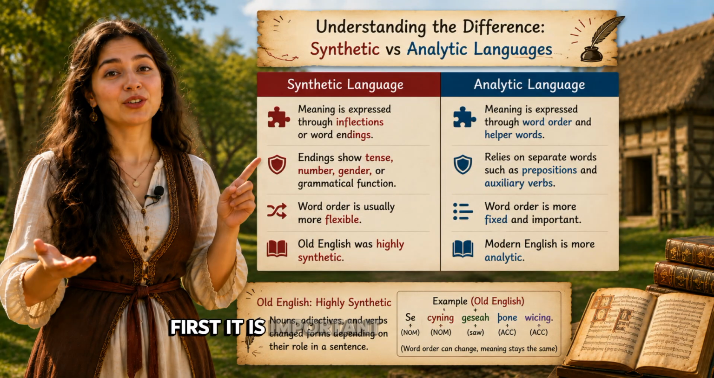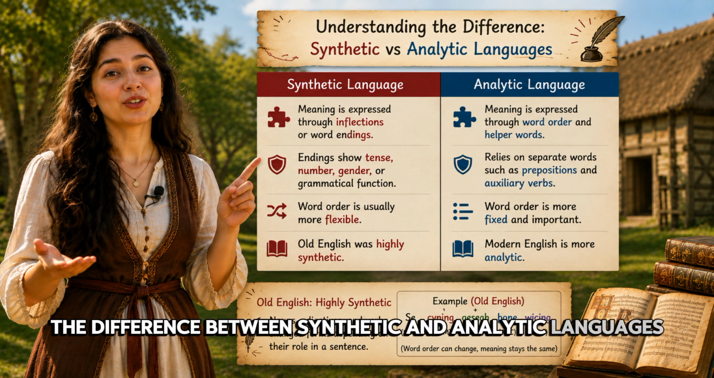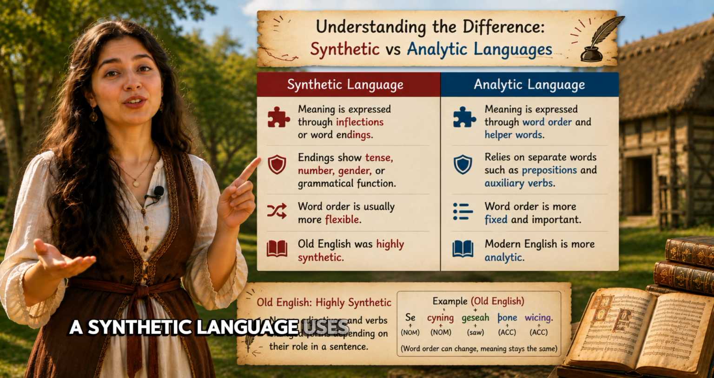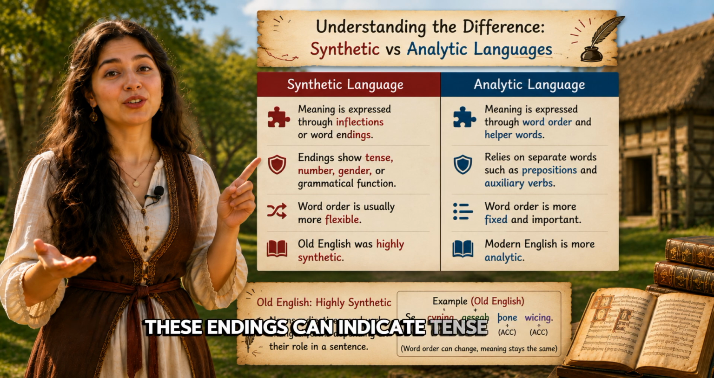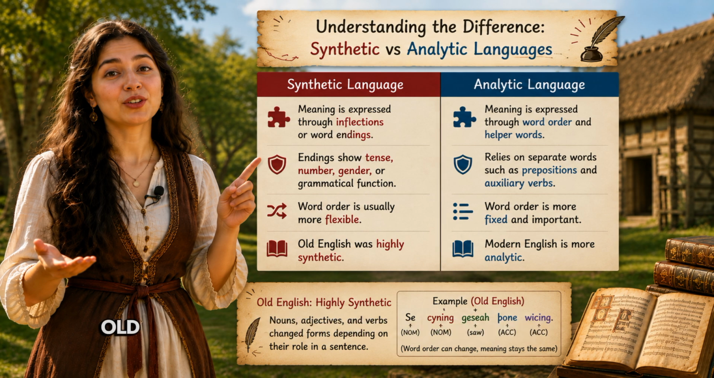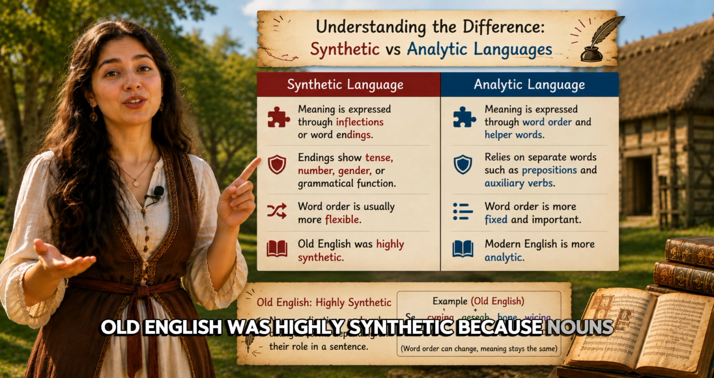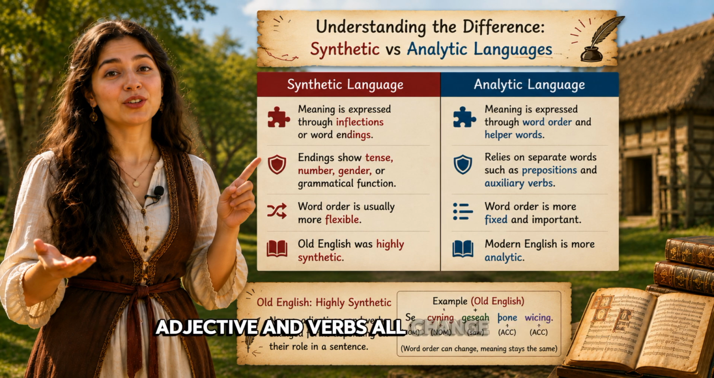First, it is important to understand the difference between synthetic and analytic languages. A synthetic language uses inflection or word endings to show grammatical meaning. These endings can indicate tense, number, gender, or grammatical function. Because of this system, word order is usually more flexible. Old English was highly synthetic because nouns, adjectives, and verbs all change forms depending on their role in a sentence.